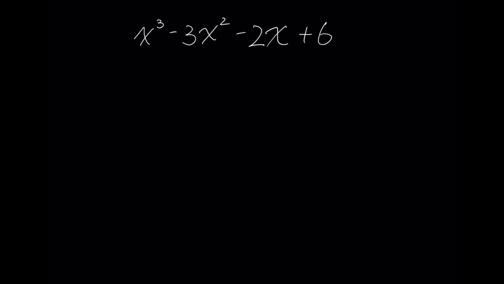Just like before, we're going to group them into two sets of numbers. x to the power 3 and negative 3x to the power 2, these two will be in one group. Negative 2x and positive 6, these two will be in one group.